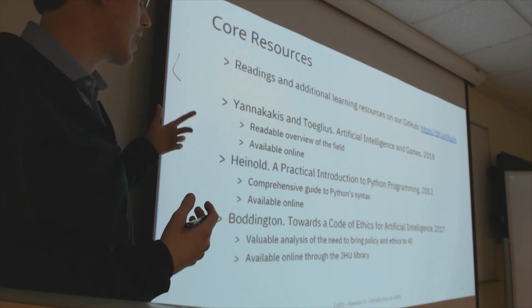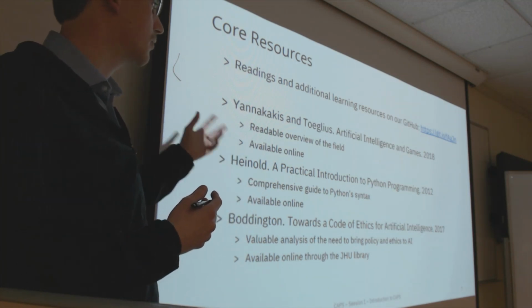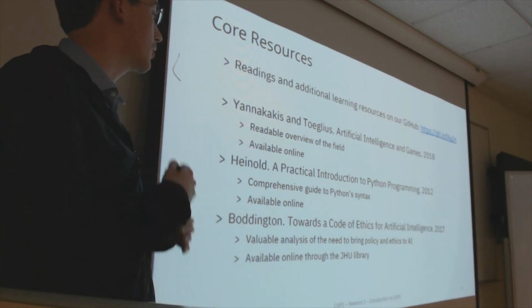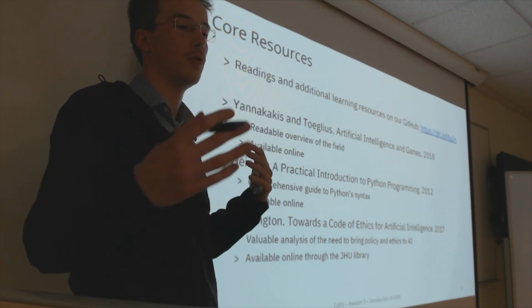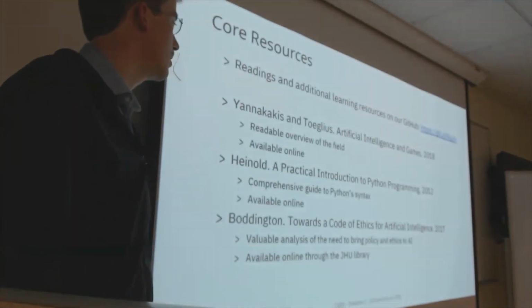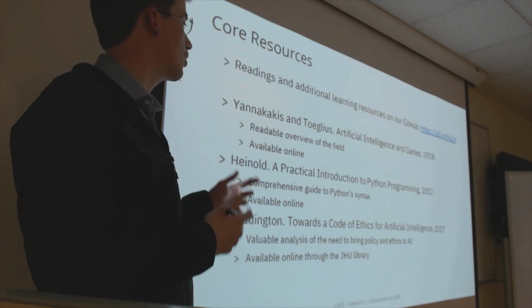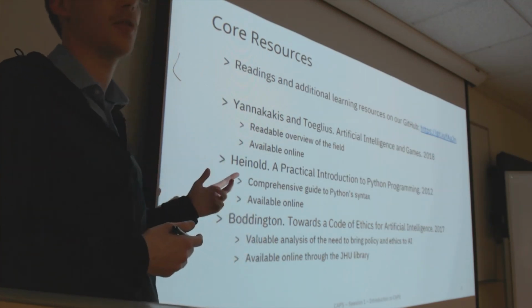Three books cover the subtopics of this course. The first one is Artificial Intelligence and Games by Yannakakis and Togelios. If you're interested in how artificial intelligence and games have co-developed and mutually reinforce each other, then that's a very readable, semi-technical overview of this field. It's available online, as all of these resources are. The links are on the course website.